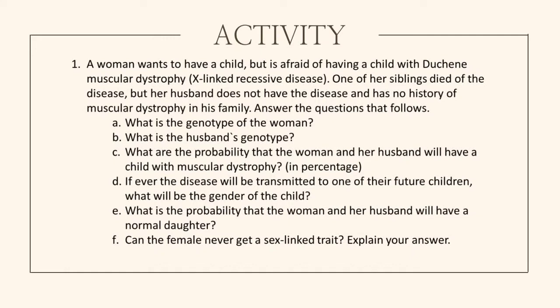Okay? Ulitin lang natin. Letter A is the genotype of the mother. Letter B is the genotype of the father. Letter C is the probability of having affected child or a child with muscular dystrophy. It should be in percentage. 0%, 25%, 50%, 75%, and 100%. Yun lang yung pagpipilian nyo doon.